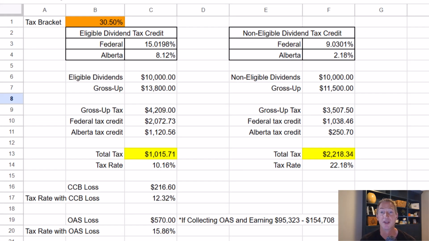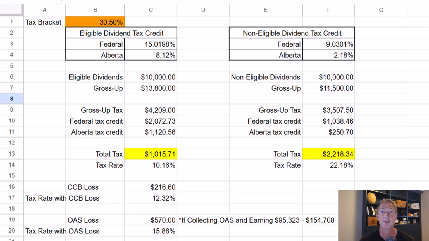There are a few other things that are income tested. So the big one is OAS. If you are collecting OAS and you're in between $95,323 and $154,708 in 2026, then you could be subject to the OAS clawback or the recovery tax. And you can see that you would lose $570 for that extra $13,800 gross up. Your average tax would be 15.86%, and now capital gains are taxed lower than the dividends if you are subject to the OAS clawback.